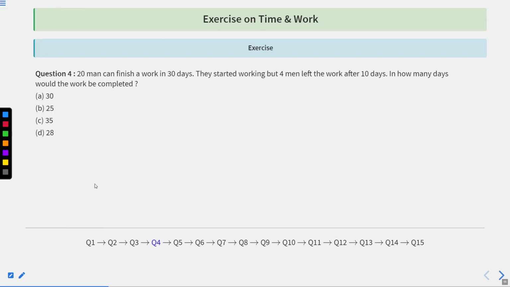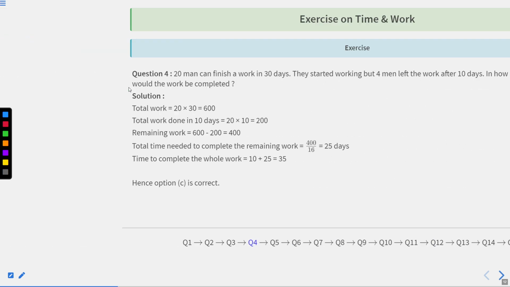Question number 4. 20 men can finish a work in 30 days. So there are 20 people who finish the work in 30 days. They started working, but 4 men left the work after 10 days. In how many days would the work be completed? So let us see the solution.